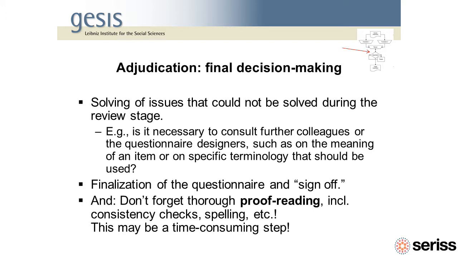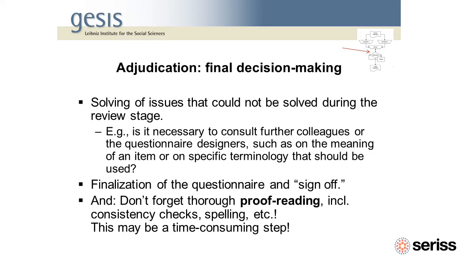So what actually happens at this step is that issues that couldn't be resolved during the review stage can be resolved at this stage. So maybe the team wasn't knowledgeable enough about the concept. They didn't know exactly how to understand a certain term in light of the construct. So they need to go back to the question developers to ask for further information.